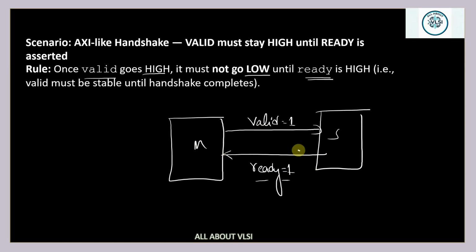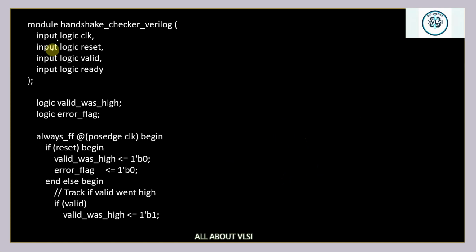Now for this particular condition, if we want to write down the checking, this is how we are going to write it. We have declared all the inputs and outputs, and we have declared two variables, valid_was_high and error_flag. We have written a positive edge of the clock and reset everything, and here we are going to track it. If valid is equal to 1, we make the signal valid_was_high equal to 1. That means we will come to know that valid is high.